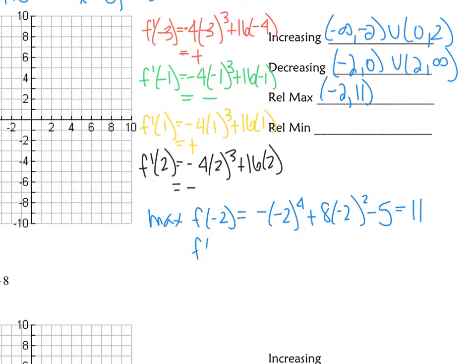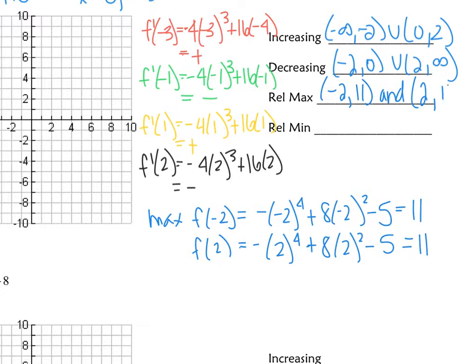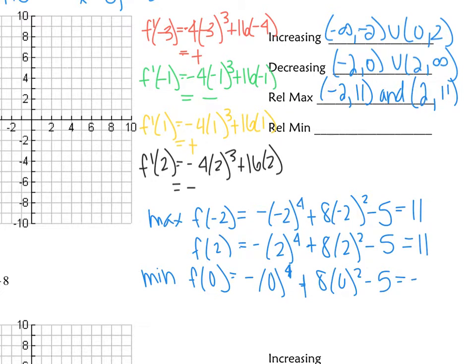And then we have another max at 2. And once again, I'm going to plug this into the original function. Okay. And you also should get 11 for this. So we have 2 relative max, and this is going to be at 2, 11. Okay. And then we have 1 min at f of 0. And I'm going to plug it into the original function. So whenever you're finding actual points on the graph, you need to plug it into the original. And we get negative 5. So 0, negative 5.